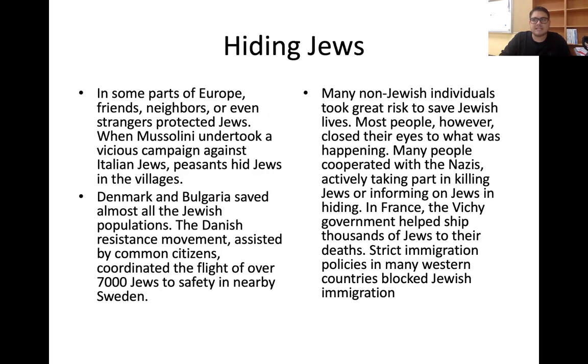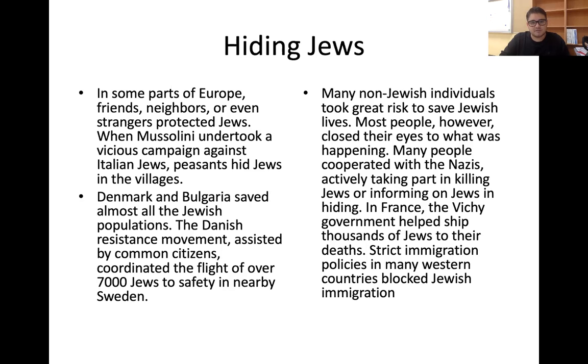They hid them in basements, in rooms, in closets, right? We've all read Anne Frank. We know who Anne Frank is. An entire family and a half, right? Like 2 families, they hid in an attic, right? They hid in an attic for months, years, I believe. Right? Denmark and Bulgaria saved almost all the Jewish populations.